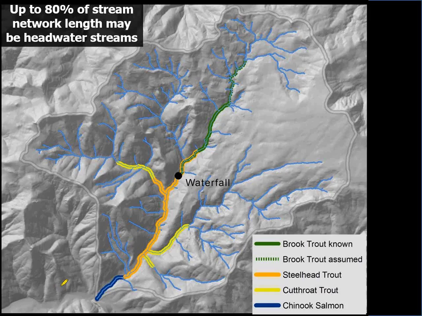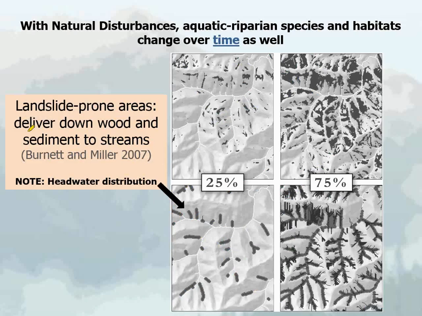So back to this picture, again, 80% of these little blue, if you were to count up the miles of stream here of the blue, they greatly outnumber the miles of the bigger streams down slope. And they change over time, and some of the natural disturbances that we know of include landslides, and there have been several models of landslide potential.